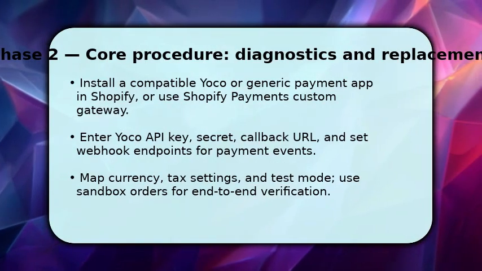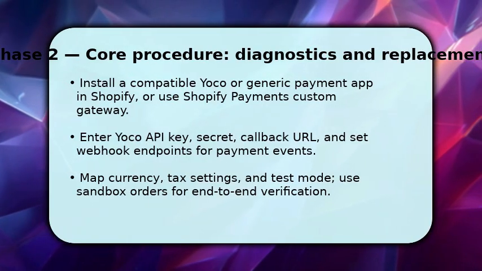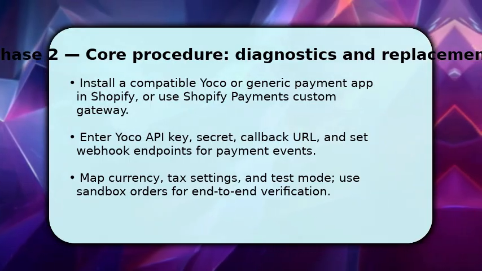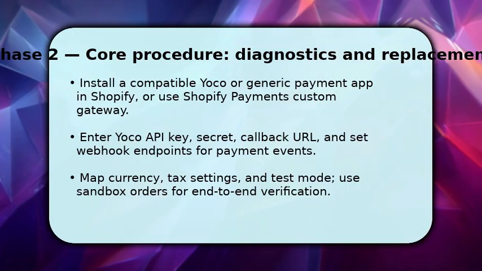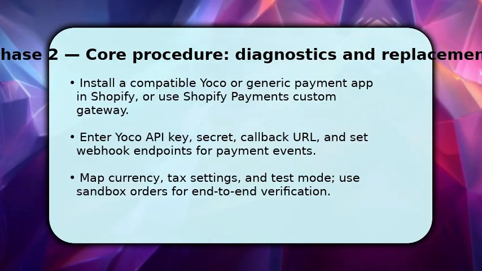You now configure the connection inside Shopify. Install the Yoco app or add a custom gateway using the admin payment settings. Enter the Yoco API key, secret, and the callback URL that Yoco will use to notify your store about payment status. This ensures order state stays synchronized.